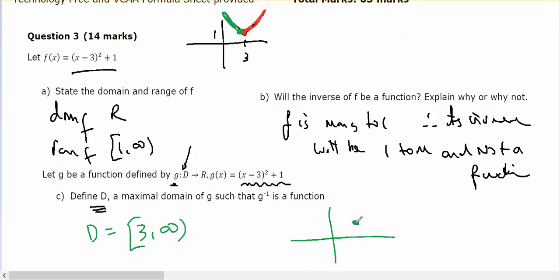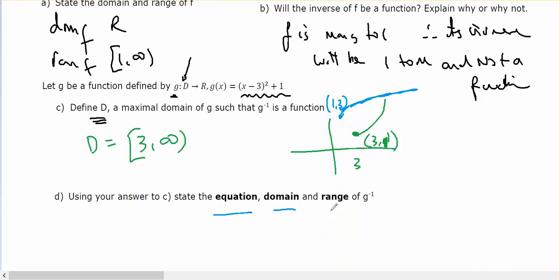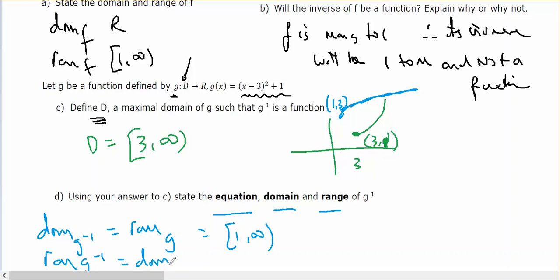So this is going to be my graph for g of x, going from 3 to infinity, and that point there is (3, 1). So its inverse will be sitting up here at (1, 3), and will be the positive square root. Then the question asks for the equation of the inverse, its domain and its range. Well, I know that the domain of the inverse will equal the range of g, and the range of g is 1 to infinity. And I know that the range of the inverse will equal the domain of g, which is 3 to infinity.